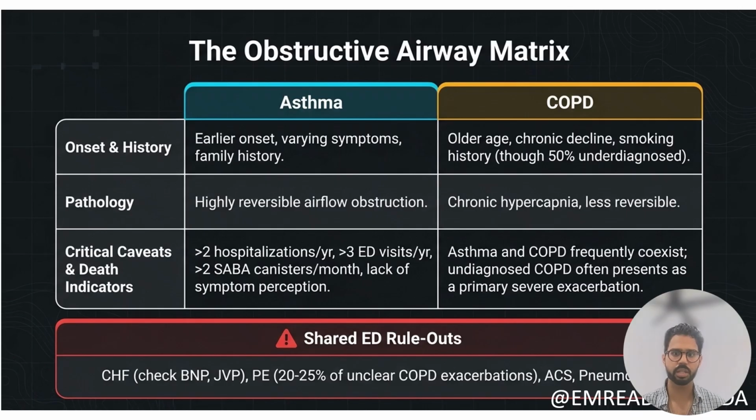So now what are we looking at here? We're looking at the obstructive airway matrix. When we're looking at obstructive airway, we can consider asthma or COPD as the two most common clinical presentations. There is some overlap.